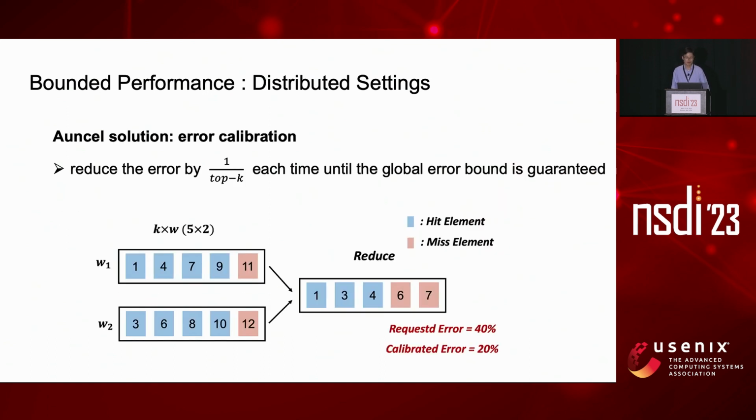To mitigate the problem, Auncel calibrates the request error for each node. It reduces the error for each node by 1 in top k each time. Then Auncel tests whether the amplified error in the worst case violates the global request error. If the request error is guaranteed, the system will distribute the calibrated error to each node. For example, the request error is specified as 40% by users. The system calibrates the error as 20% in this case. The two intermediate results have at least 3 hidden elements, and the request error bound is guaranteed.